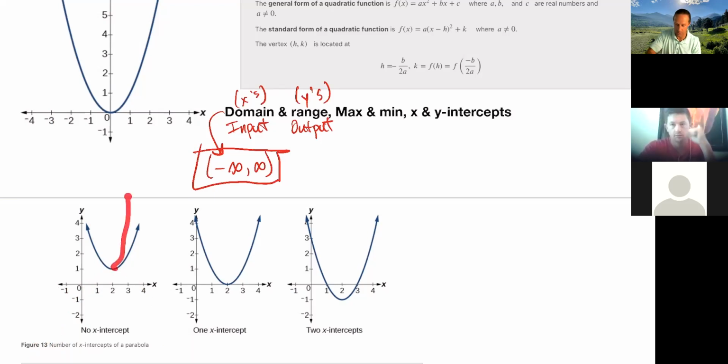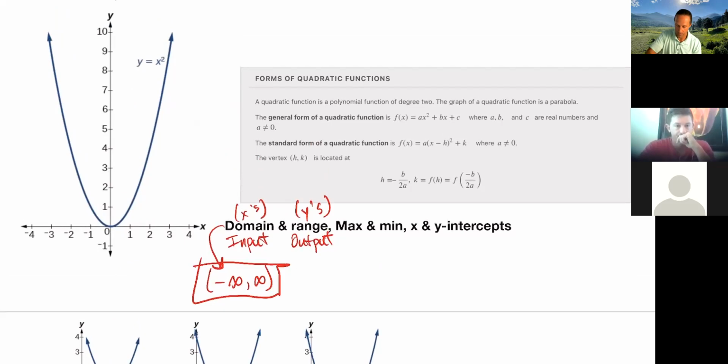Even if it's really narrow and they put a 2 in front of the X squared or a 3 and it goes up 3 times as fast, it still goes out forever. So the domain for these quadratic functions will always be negative to positive infinity. But the range will change, and that will be dependent on its vertex and its direction.